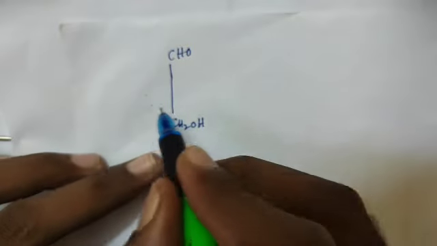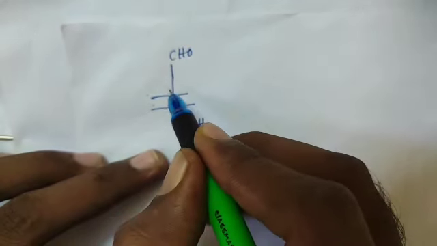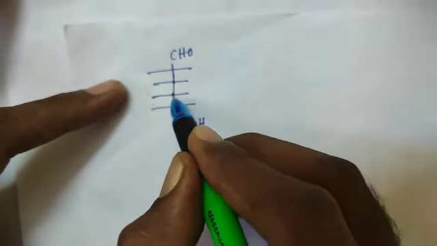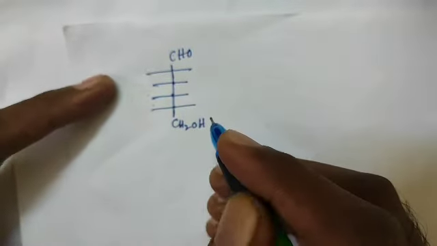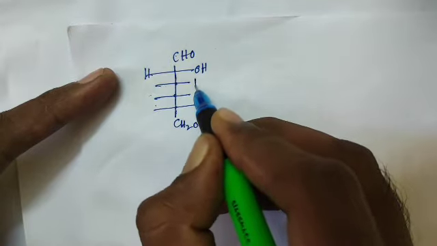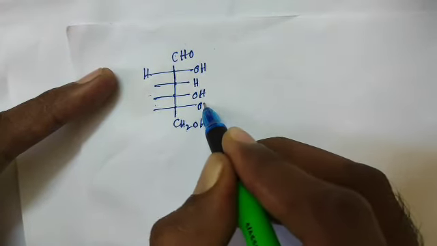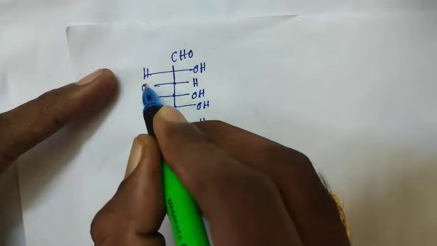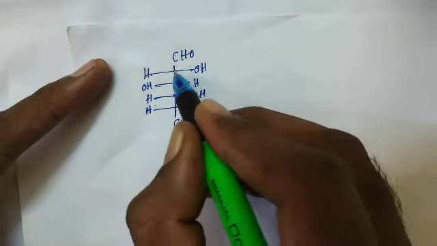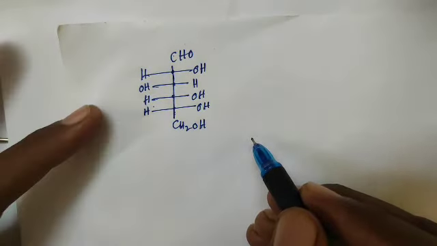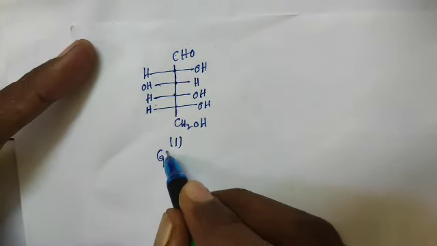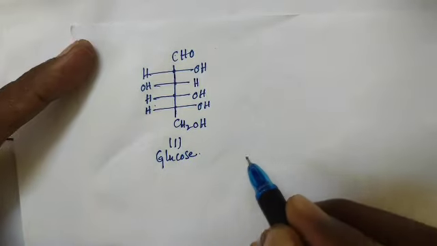The first structure is CHO, then CH2OH at the end, so carbons 1, 2, 3, 4, 5, 6, with OH, H, OH, OH and H, OH, H. So there are 6 carbons, 12 hydrogens and 6 oxygens in this. This is one structure, and the name is glucose.